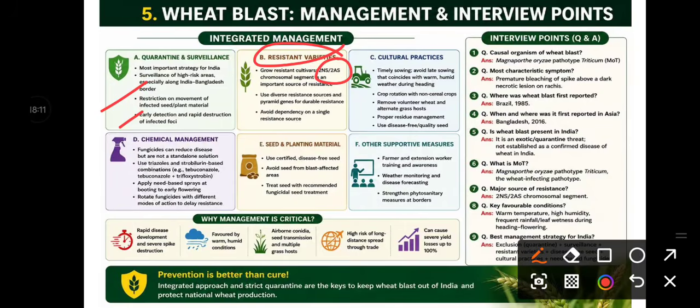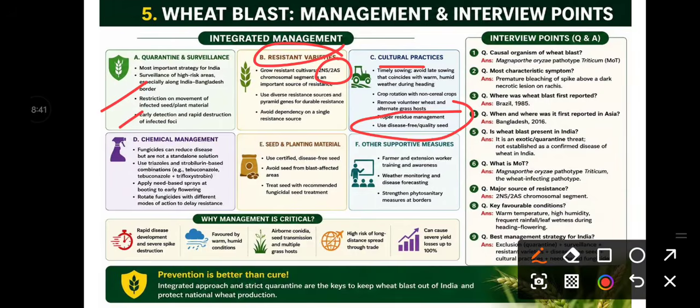Then other cultural practices for the management of the disease: timely sowing, avoiding late sowing that coincides with warm and humid weather during heading, crop rotation with non-cereal crops, removal of volunteer wheat and alternate grass hosts, proper residue management because it is a residue borne disease, and use of disease-free quality seed because the primary source of inoculum is residue and infected seed.